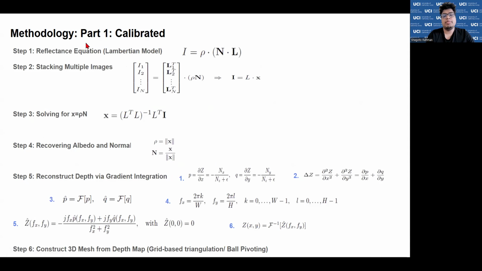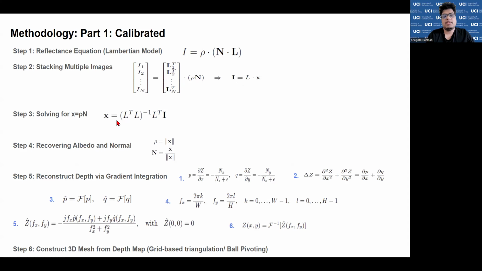So now let's talk about the methodology for part one, the calibrated one. From the reflection model of the Lambertian model, we know that I equals rho times n dot L, where I is the lighting intensities, rho is the albedo, n is the normal direction, and L is the different light directions. Since we have images under different lighting conditions, we can stack them, and if we denote rho times n as x, then we can say that I equals L times x. So we have to solve for x, and we know I and L.